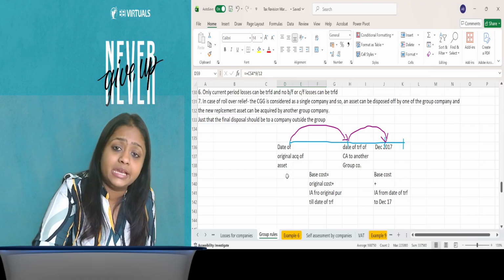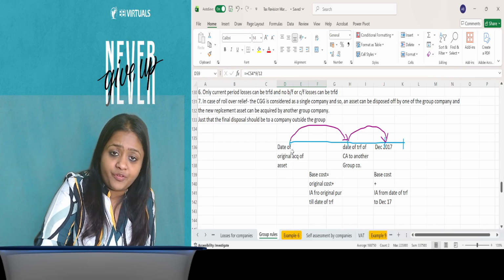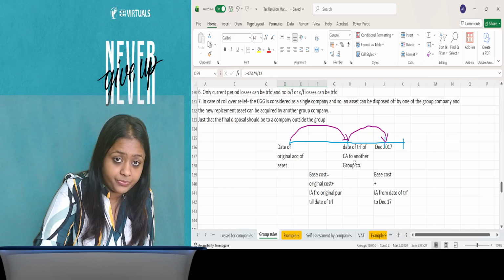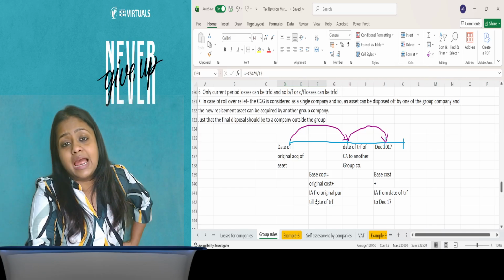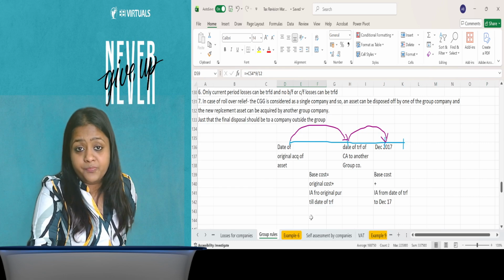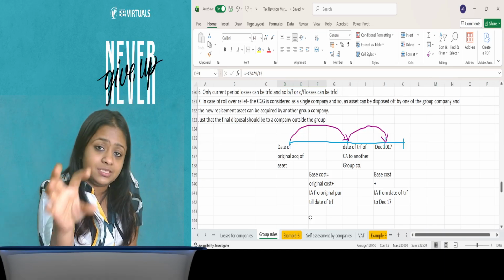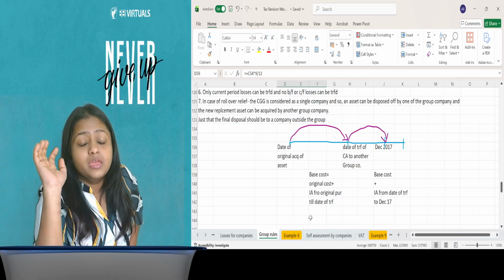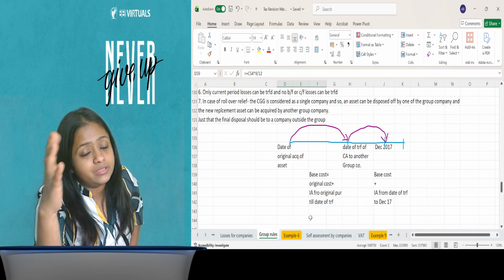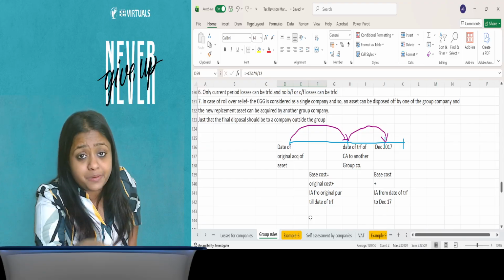First, you will calculate indexation allowance from the date of acquisition till the date of transfer. At that point you will have indexation allowance, and that will be calculated for base cost. Remember, base cost will be original cost to A plus indexation allowance till the date of transfer. When the asset is subsequently sold, then you will again calculate on this base cost.